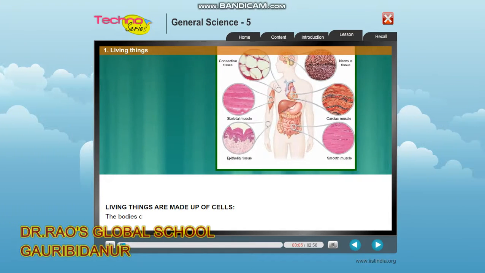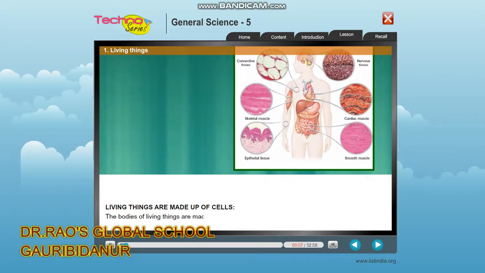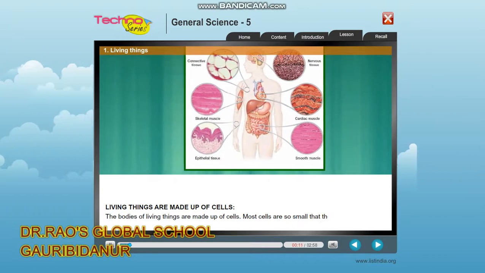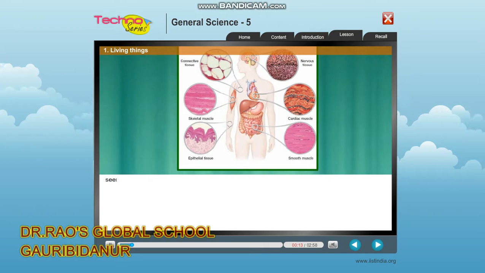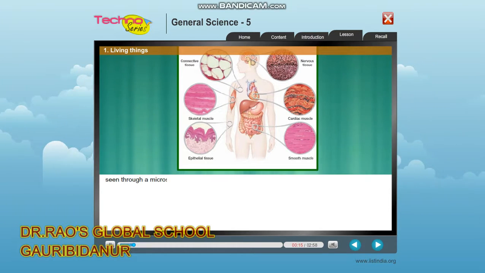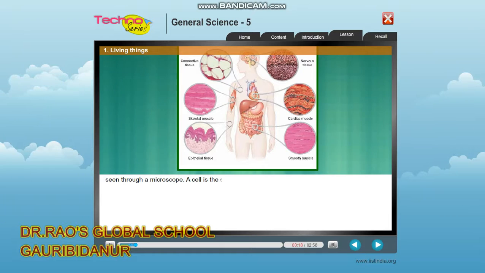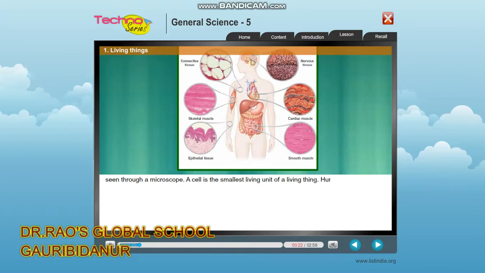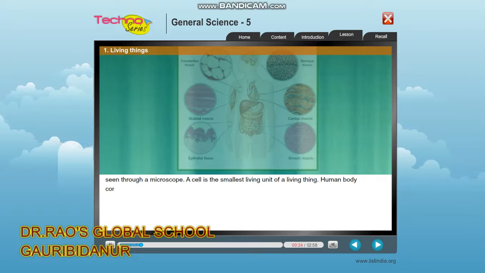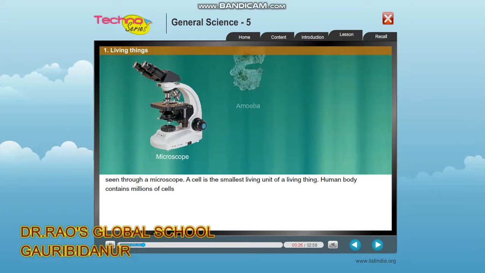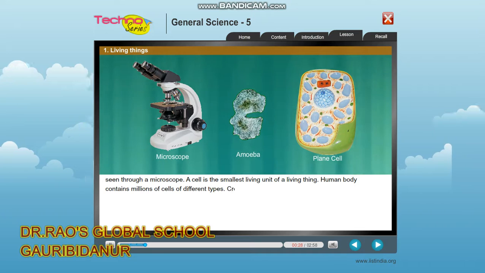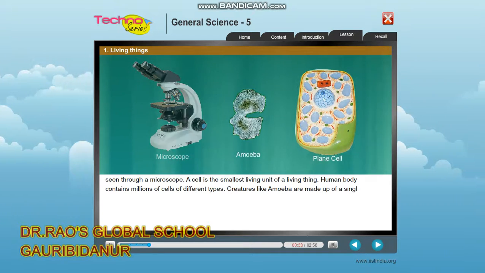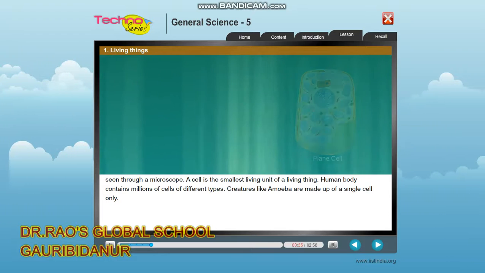Made up of cells. The bodies of living things are made up of cells. Most cells are so small that they can only be seen through a microscope. A cell is the smallest living unit of a living thing. The human body contains millions of cells of different types. Creatures like amoeba are made up of a single cell only.